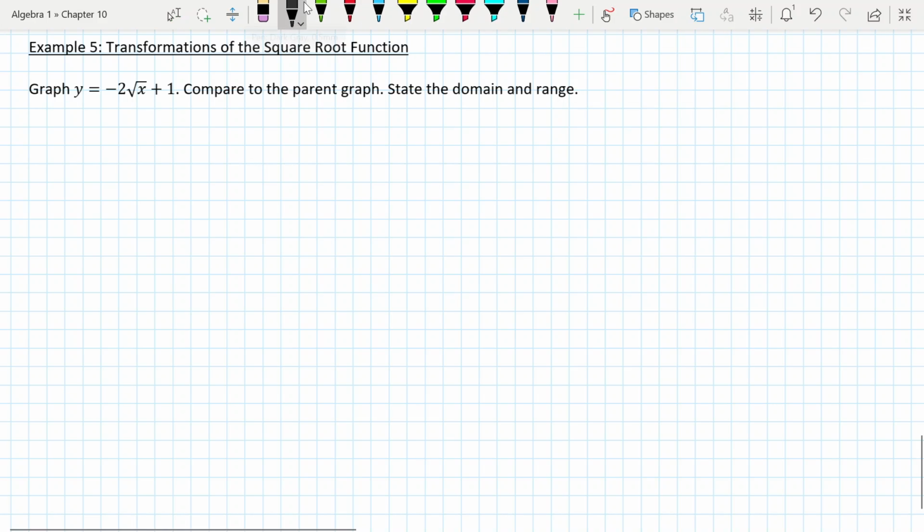All right, example 5, the last example here. We're going to do some more transformations. And if you're understanding how the transformations work with everything, this one will probably not be too bad. But let's take a quick breakdown and compare it to the parent function.